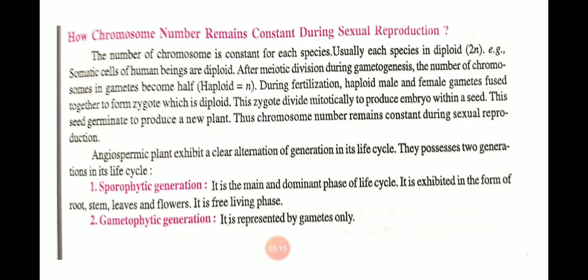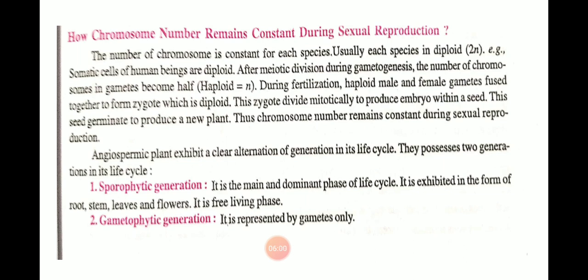As a result of which, the chromosome number in any living organism, and when we talk about in this chapter, in flowering plants, remains constant. The angiospermic plant exhibits alternation of generation. We already have studied in 11th standard that alternation of generation in the life cycles of plant bodies takes place. They can be by haplontic method, diplontic method, or haplodiplontic method. The angiospermic plants possess two generations in their life cycle because of this alternation of generation.